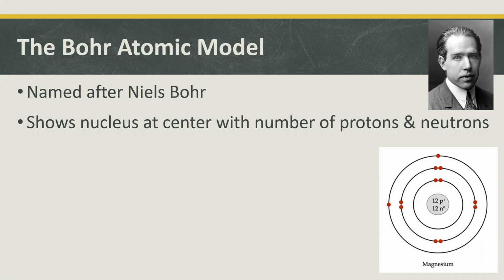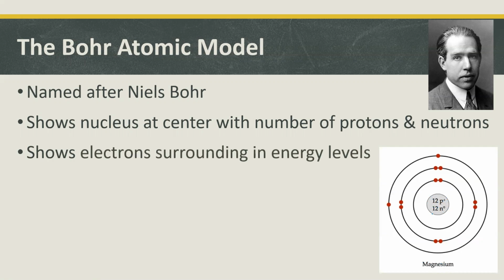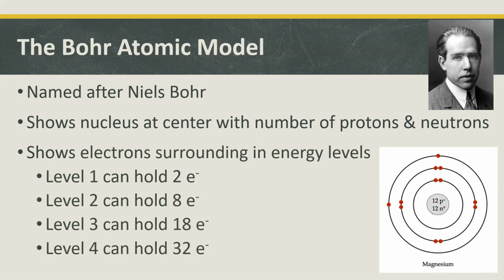His model shows the nucleus at the center, right in this area, and it says the number of protons P and the number of neutrons N within the atom. That's how you can identify the atom without naming it. So it says magnesium, but if we didn't have that, we would still know this is magnesium. And then it shows the electrons in their surrounding orbitals.